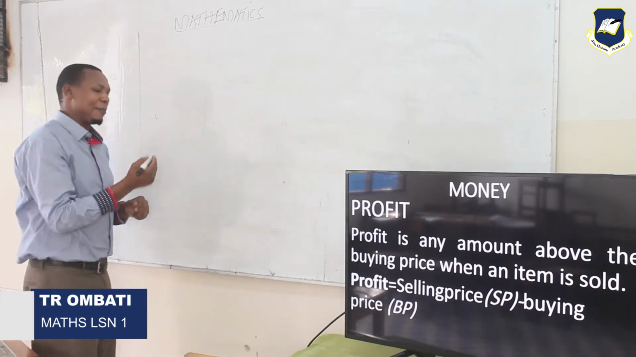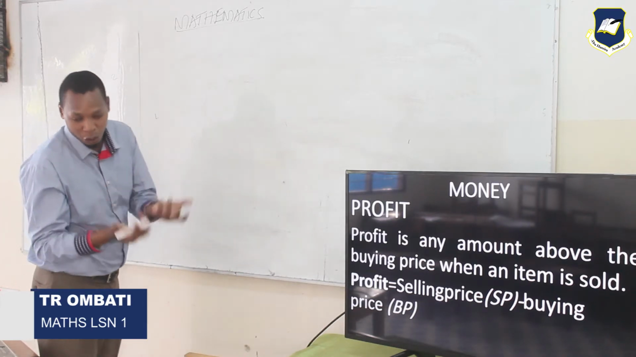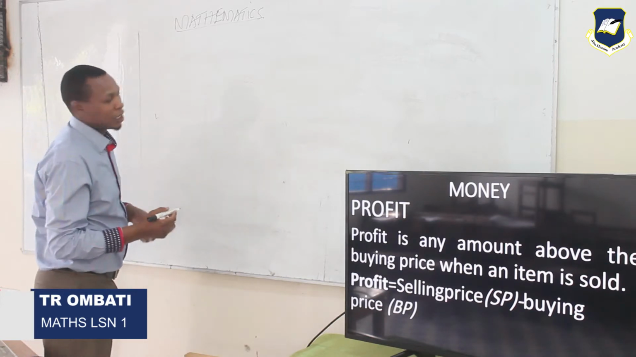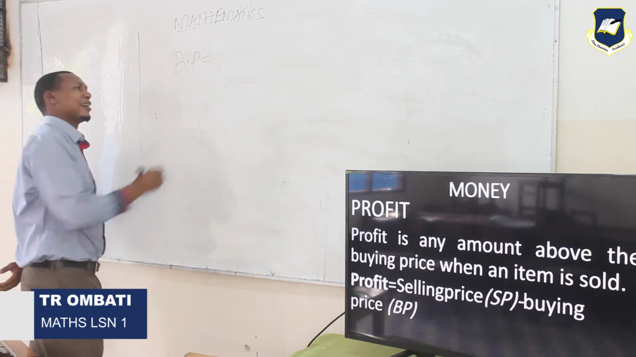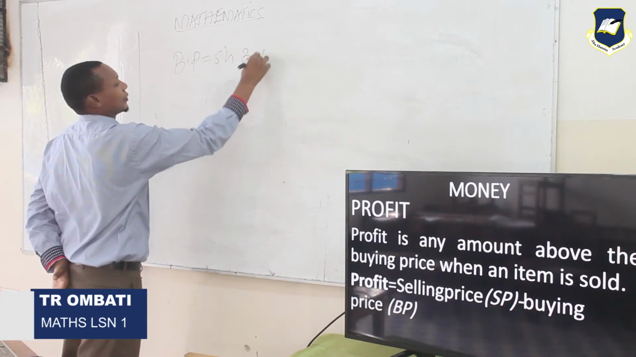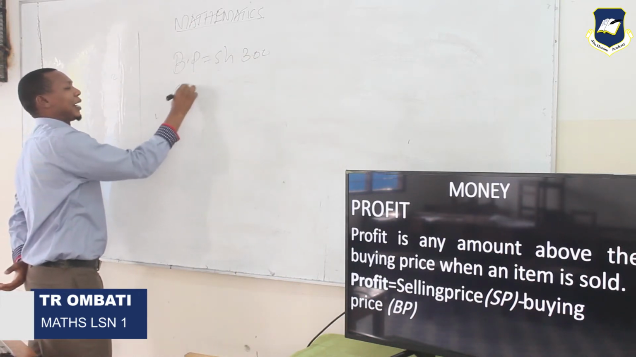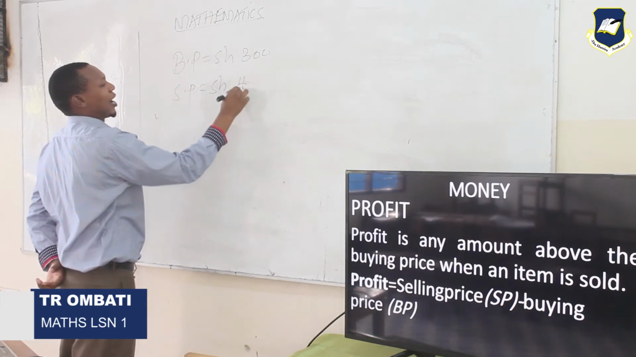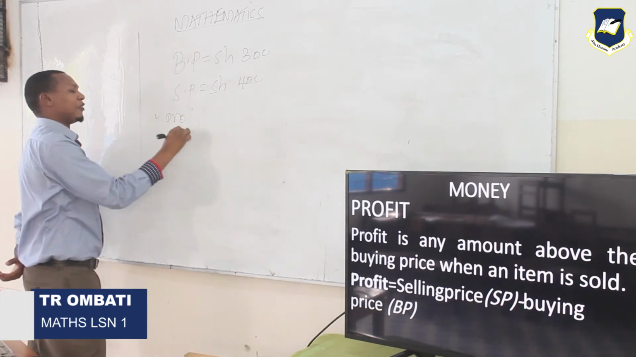Maybe you have gone to the market to buy clothes, maybe you have bought a shirt. Let me use the example of a shirt. The buying price of the shirt is given, maybe you bought it at 300 shillings. And then we have the selling price, you sold it at maybe 400 shillings. So the question here is, what is the profit?